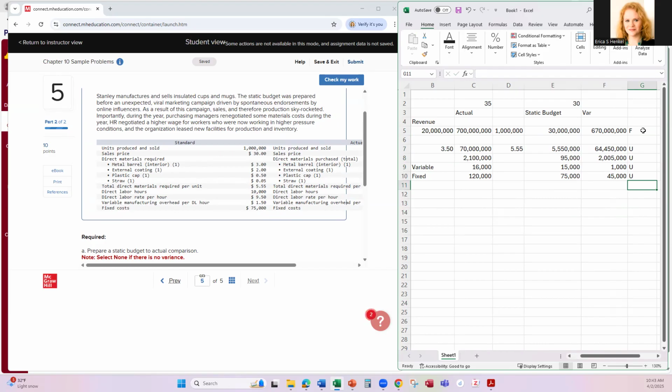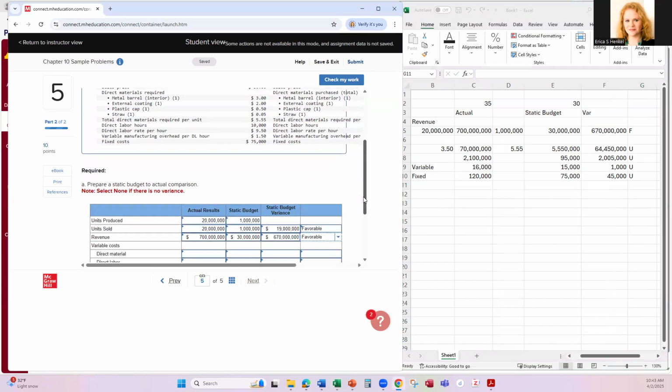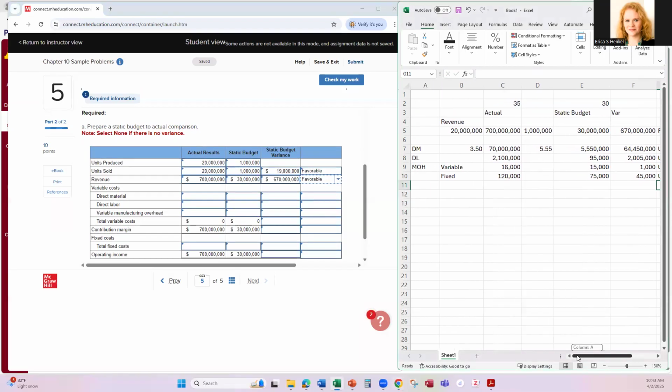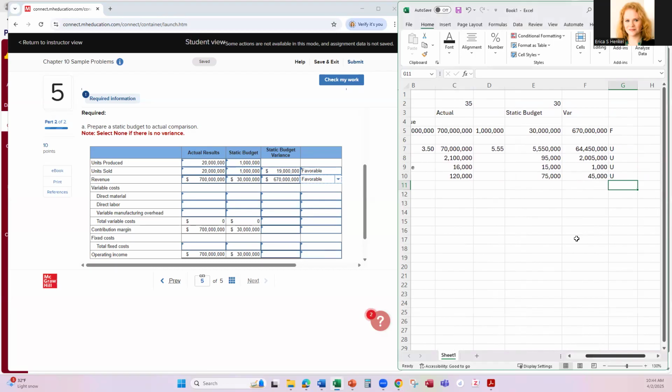So if this was the only budget analysis we did and all of this says unfavorable and we're like, why were our costs so high? This is terrible. What's wrong with that? What do you think? Well, we're only looking at this from like more is worse, right? In terms of this static budget variance. So of course, if we make 20 times as much stuff, our costs are going to be higher. Like, hello, that seems obvious, right?